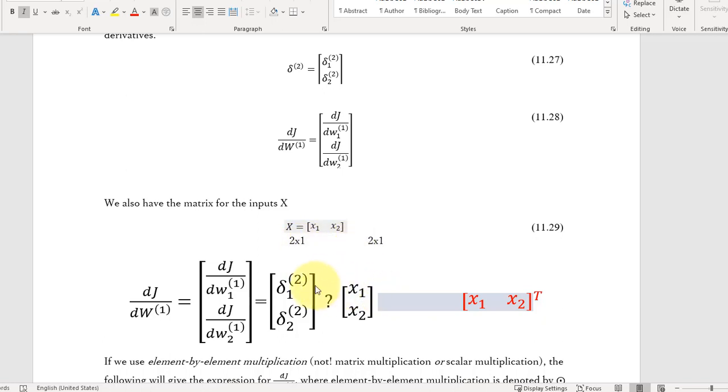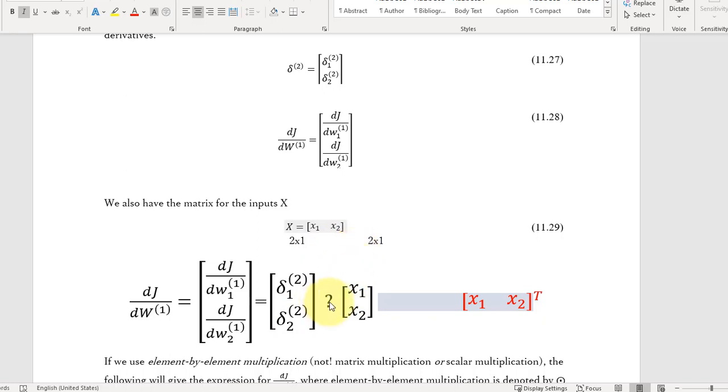So we do have something. What we really want is element by element multiplication here. So I want some operation where the result will be a 2 by 1 matrix, and the first element in that 2 by 1 matrix will be delta 2,1 x1, and the second one will be delta 2,2 x2. Regular matrix multiplication won't do that.